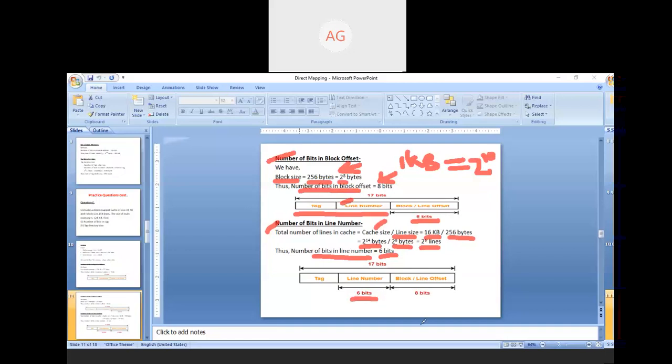Now it is easy to find the number of bits in the tag, which is 17 minus (8 plus 6). That is 17 minus 14, so 3 bits are there in the tag field.